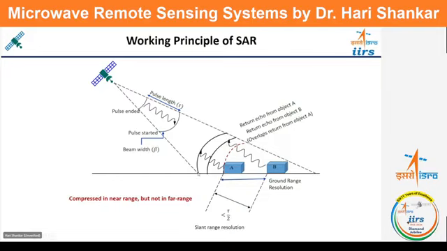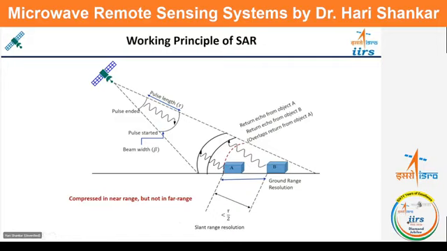Now the distance is along this direction, and the distance is also along this azimuth direction. So these radar images are governed by two types of resolutions. One is the range resolution, the capability of the sensor to distinguish targets along this direction, called the range direction, or the capability to distinguish targets along this direction, called the azimuth direction.